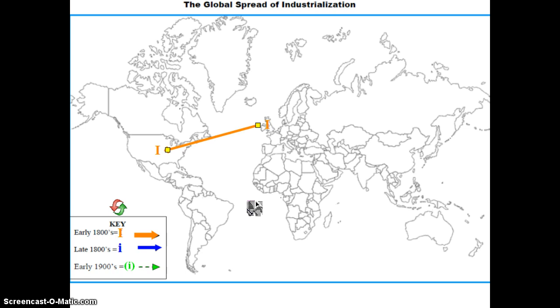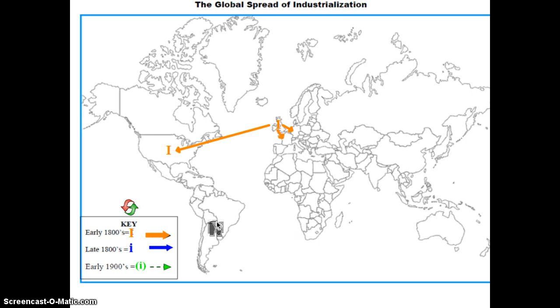Industrialization is also quick to spread to what is Western Europe, that is this region here. It spreads to both Germany and France. So let's indicate that it's spreading to Germany and also spreading to France. This is referred to as Western Europe. So again, let's put an I there to indicate where we have France and Germany. All right.